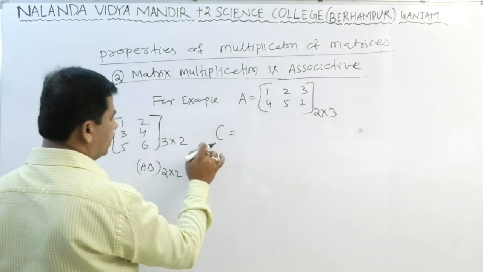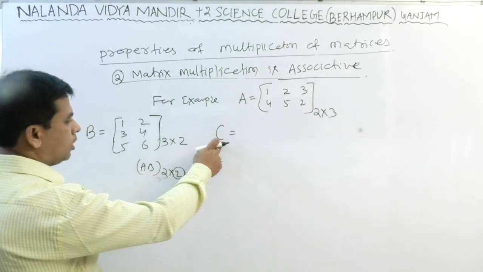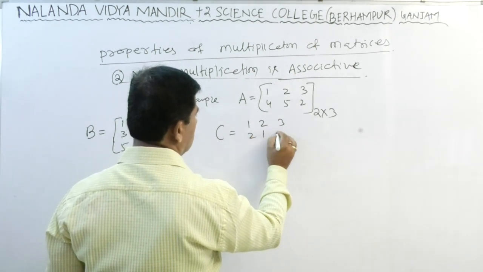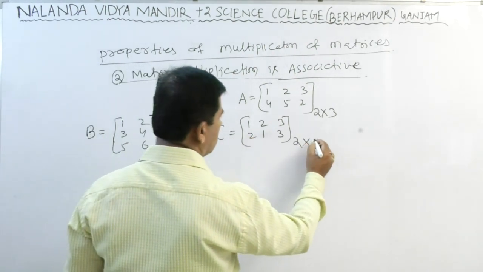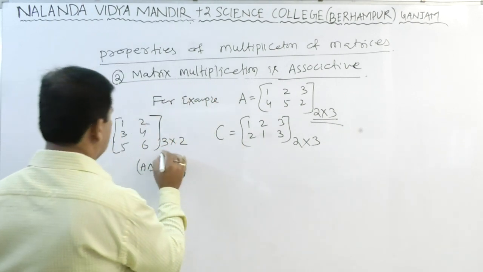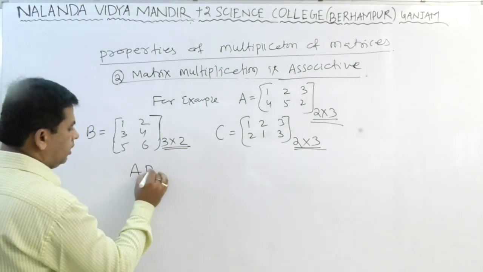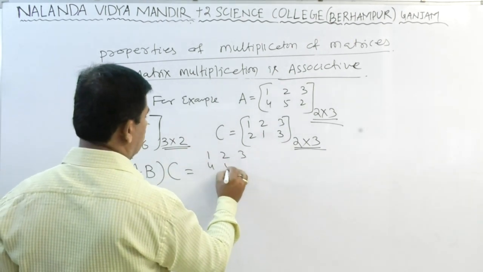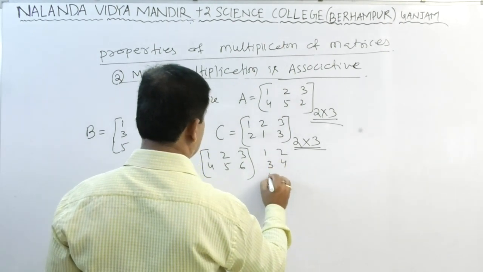We multiply then with C, then the number of columns in AB is 2. We can multiply this result with C. Therefore, the number of rows in C is 2: 1, 2, 3, 4, 5, 2, 1, 3. The number of rows in C is 2 and the number of columns is 3. Therefore, the order of A is 2 cross 3, the order of B is 3 cross 2, the order of C is 2 cross 3. Now we can define AB and C. Now AB and C means 1, 2, 3, 4, 5, 6, multiplied with B, which is 1, 2, 3, 4, 5, 6.